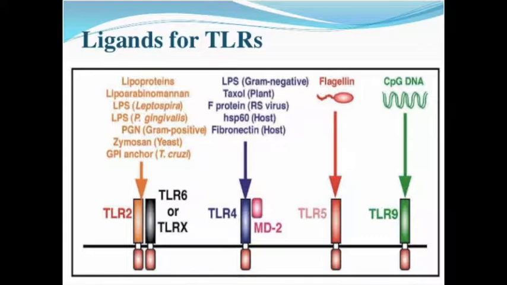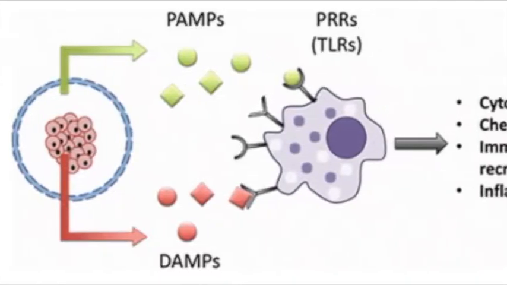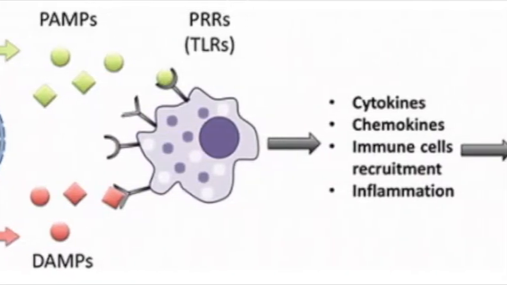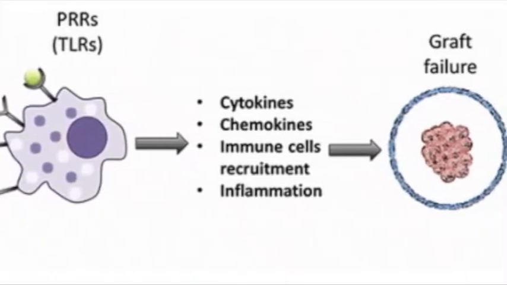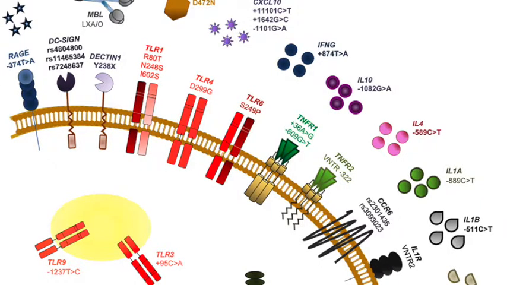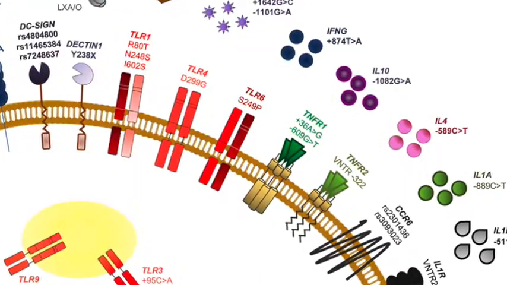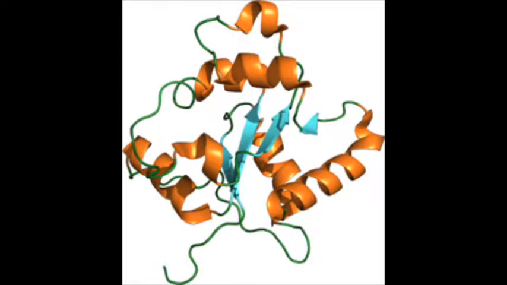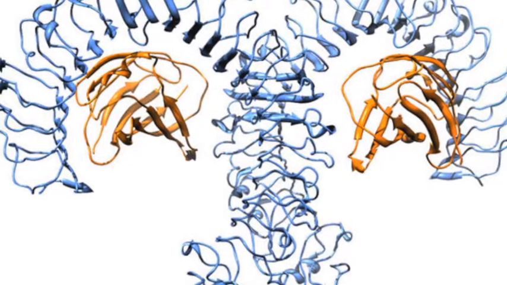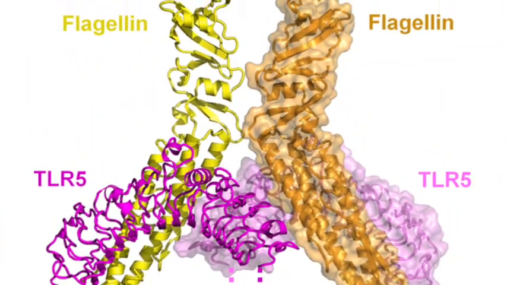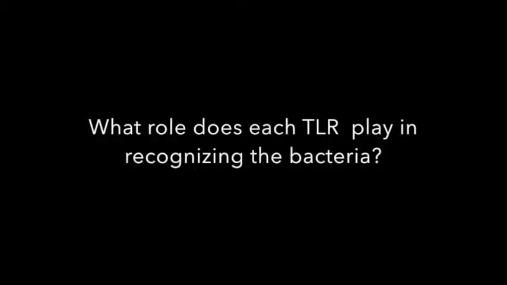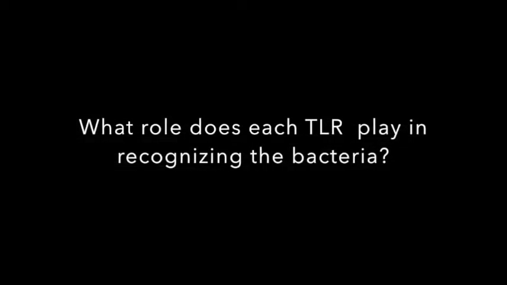How was Legionella detected by the host? The host utilizes TLRs, or toll-like receptors, to stop Legionella pneumophila. Toll-like receptors are proteins that play a major role in the innate immune system. They are key in recognizing pathogen-associated molecular patterns, or PAMPs, and ultimately defending against invading pathogens. In regard to Legionella, the host cell membrane utilizes TLR2, TLR4, and TLR5 to stop the intruder. So what role does each TLR play in recognizing the bacteria?